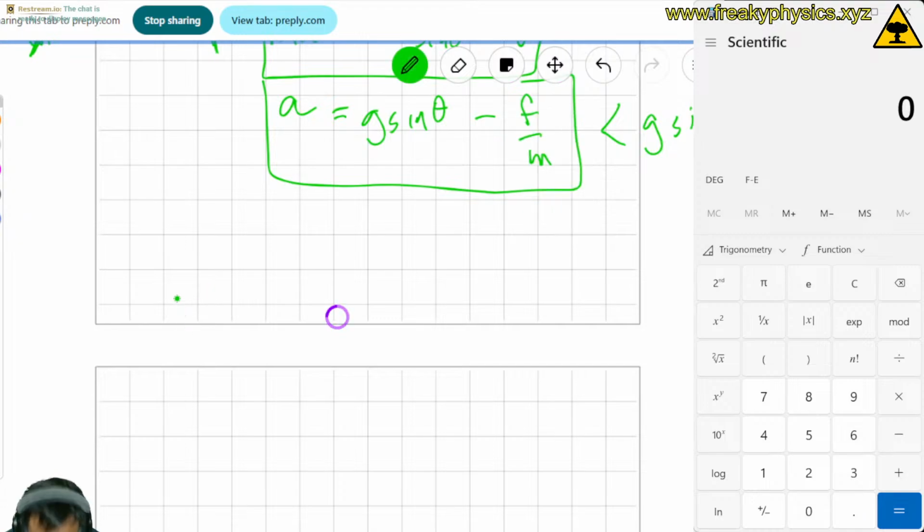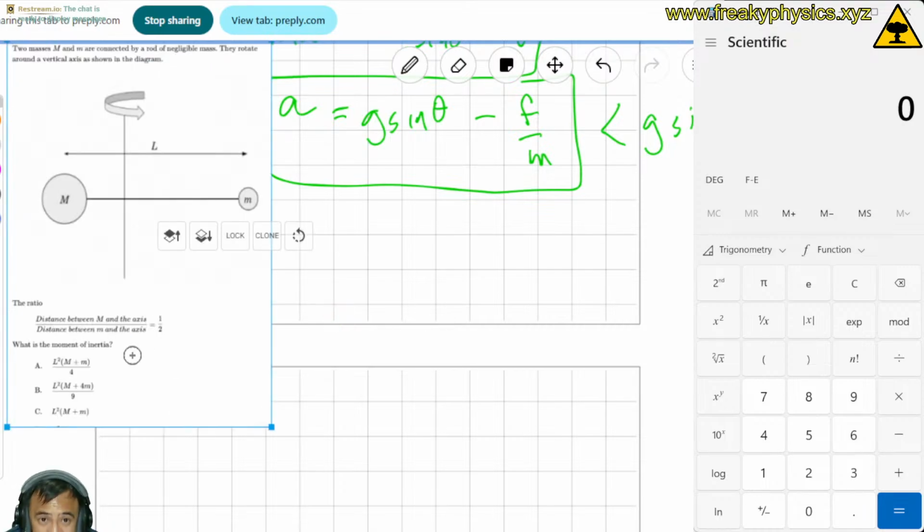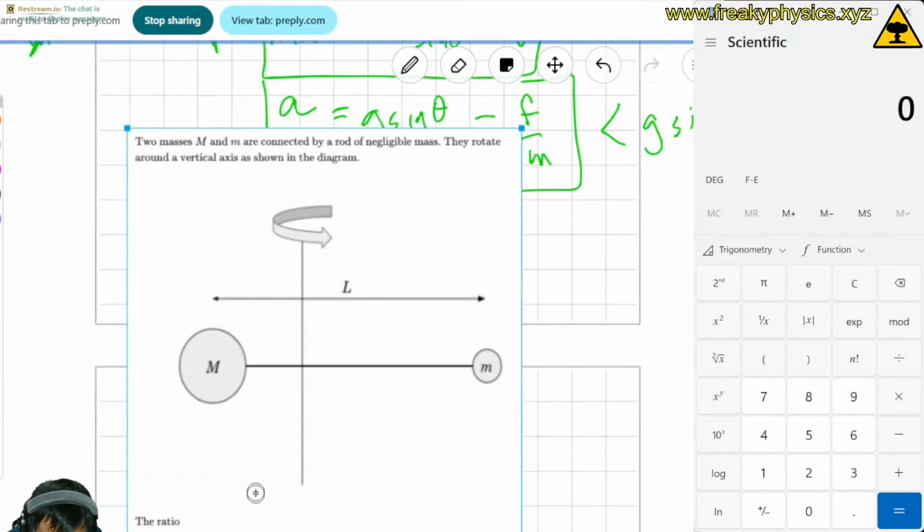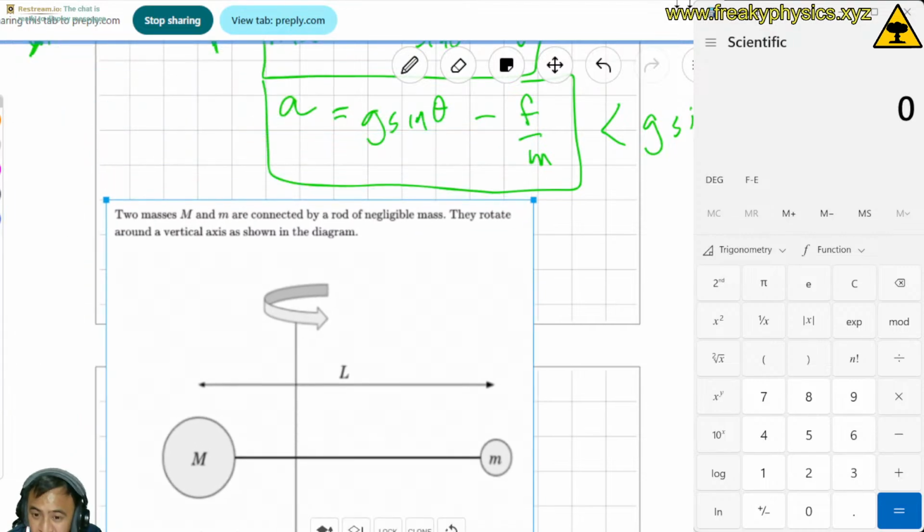All right. Let's move to the next question. You have the two masses connected by a rod of negligible mass, and they're rotating around the same vertical axis. Here's the problem. You're given the ratio.